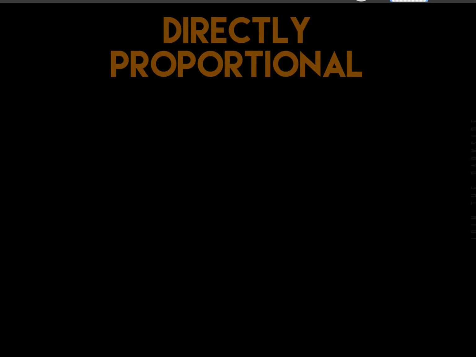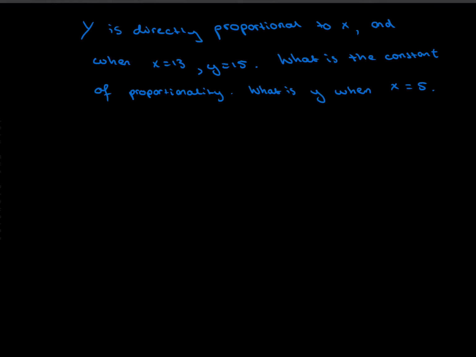We'll see more about this. The constant of proportionality can be written as k. So for example, y is equal to kx, where k is our constant of proportionality. Example: y is directly proportional to x, and when x is equal to 13, y is equal to 15. What is the constant of proportionality? And what is y when x is equal to 5?